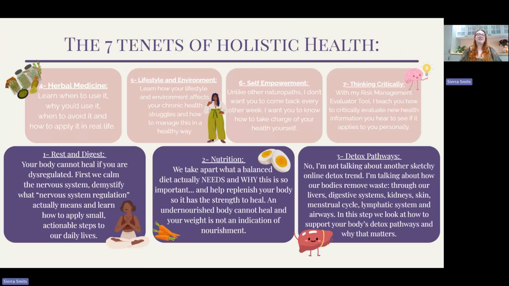So these are my 7 tenets. These are the 7 things that changed my life. Now, I put them in a different order, one that would have helped me get better a lot faster if I had done it in this order. But this is what matters.